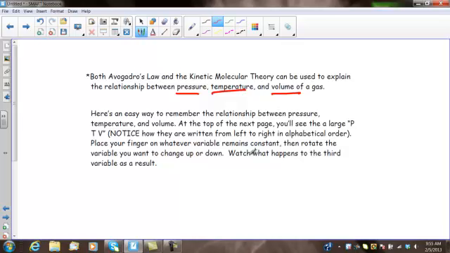At the top of the next page, you'll see a large P, T, and V. Notice how they are written from left to right in alphabetical order, P, T, V. Place your finger on whatever variable remains constant. Then rotate the variable you want to change up or down. What happens to the third variable as a result? So let's do that.